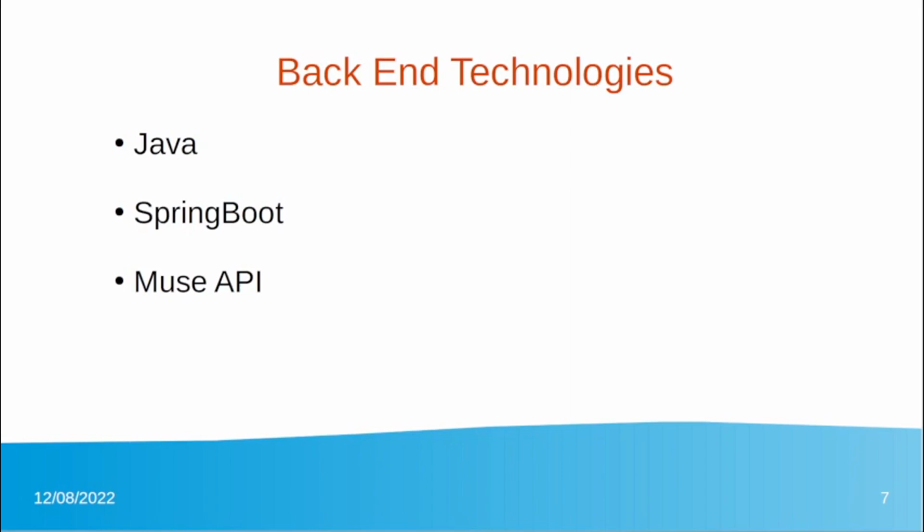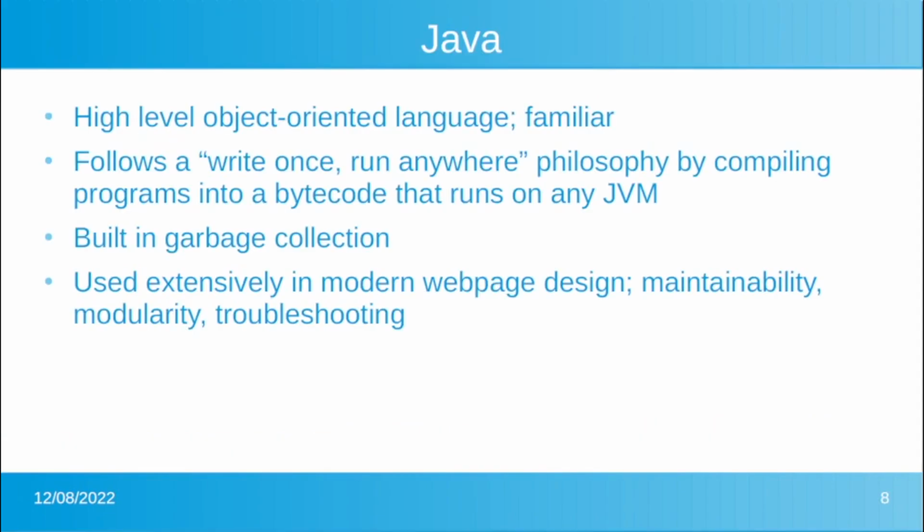Now we'll move on to our backend technologies: Java, Spring Boot, and the Muse API. Java is a high-level object-oriented language that we are all familiar with as CS students here at George Mason. It follows a write once, run anywhere philosophy by compiling programs into a proprietary bytecode that runs on any JVM. This increases portability, as Java can run on any computer that has downloaded the JVM.